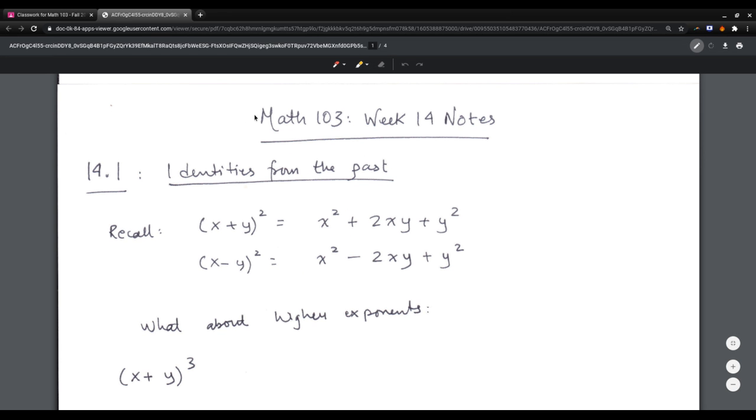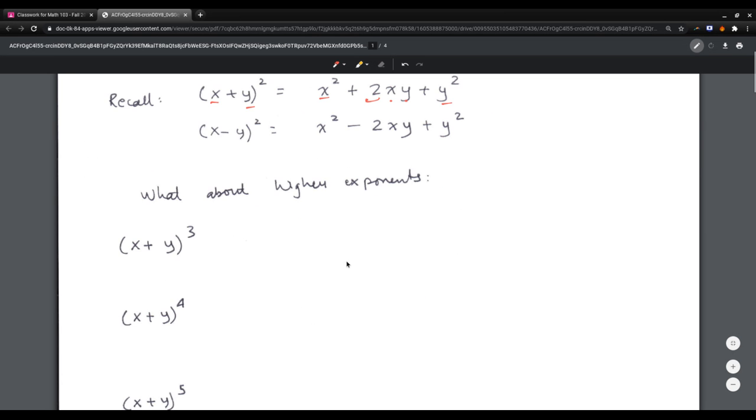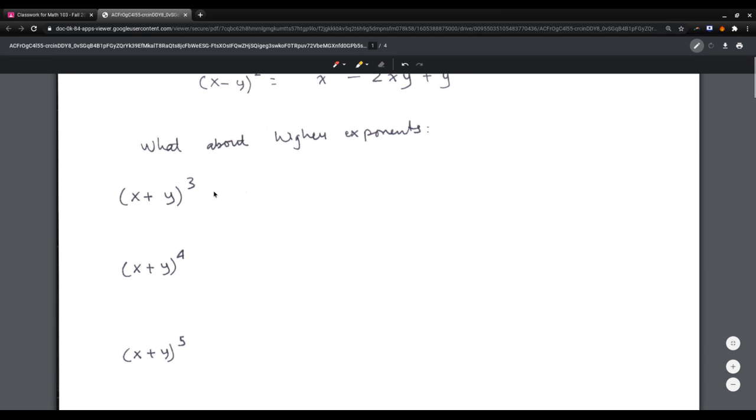Now, some of these identities, as you've seen before, when you FOIL this out, you have an x squared, and then you get 2xy and a y squared. Now, if I replace the plus with a minus, it becomes a negative 2xy. Now, what about higher exponents? The goal is to find this out.